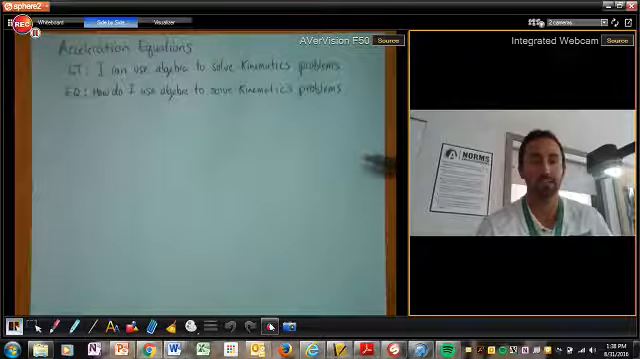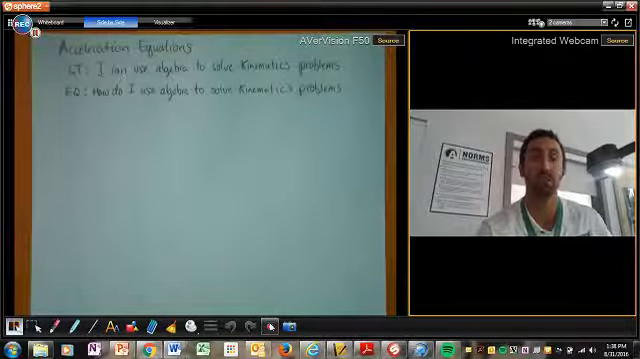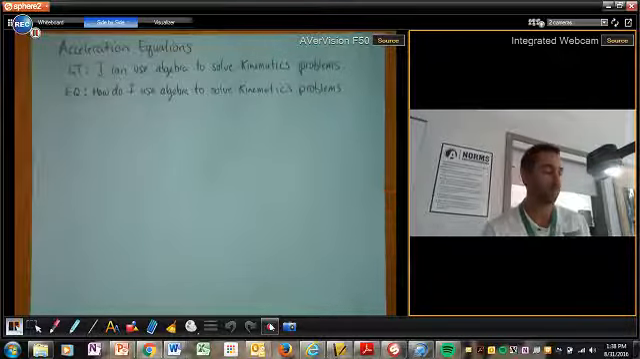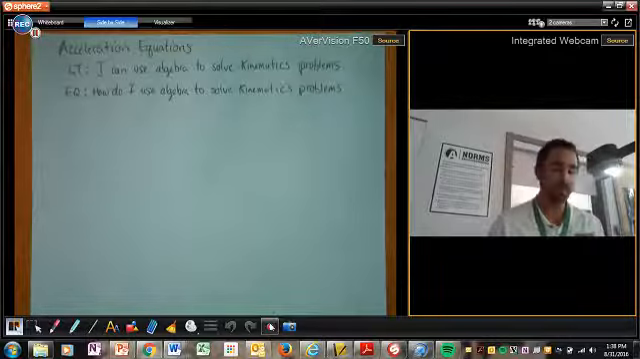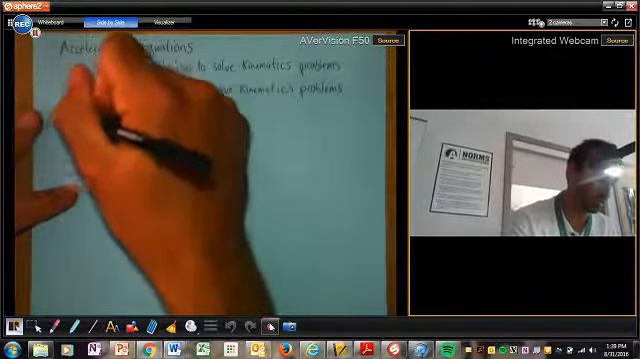So our learning target is: how can I use algebra to solve kinematics problems? We all came up with the essential question of how do I use algebra to solve kinematics problems. So today we are going to talk about, first of all, acceleration.